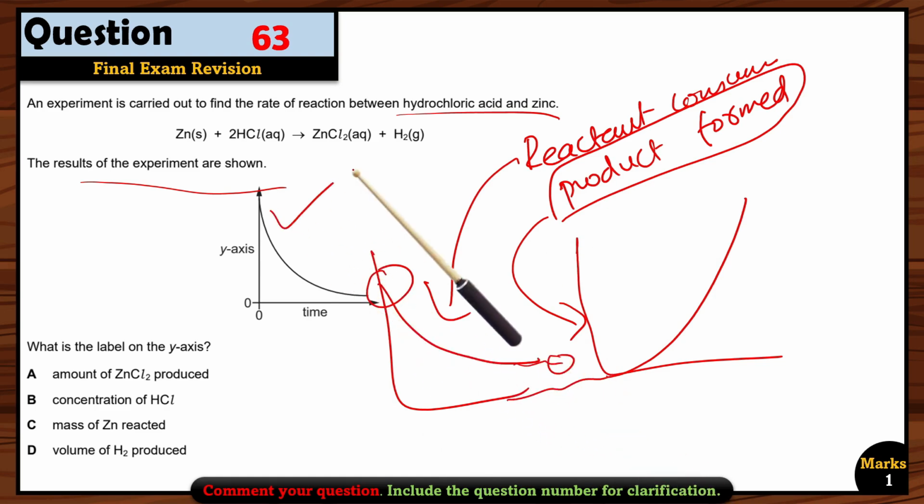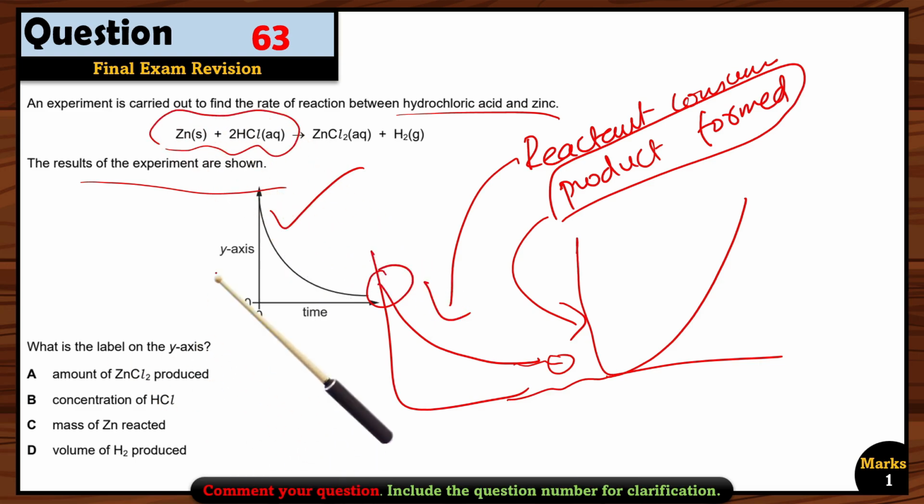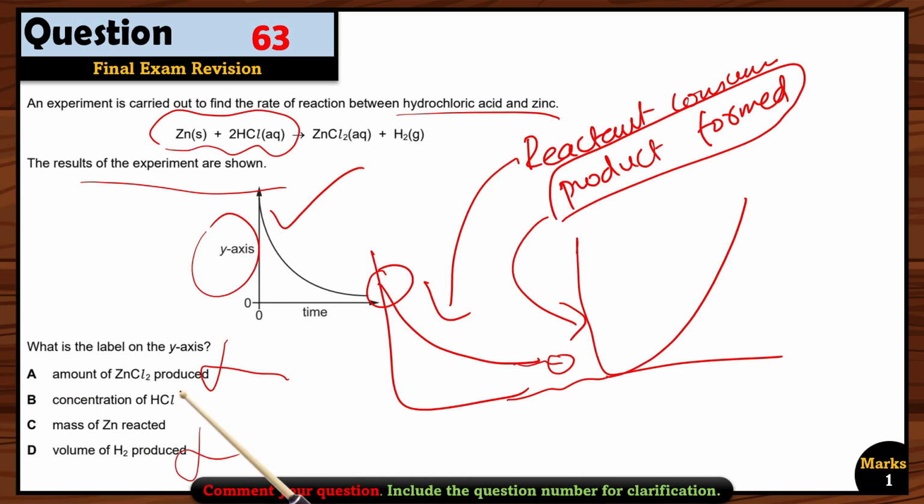So if the graph is like this, it means they are talking about the reactant. They are actually measuring the reactants now. Can you see in this graph, it is coming from the top towards the bottom? So it means the option can be zinc or HCl. What is the label on the y-axis? It can be either zinc or HCl. The amount of zinc chloride is of course the wrong option because it's a product, and H2 is again wrong. So now we are only left with two options: concentration of HCl and mass of zinc reacted.